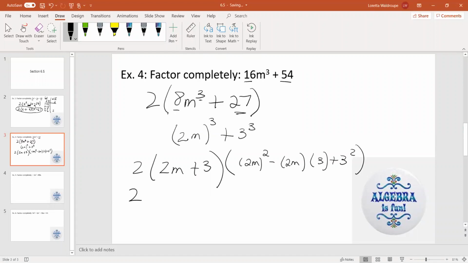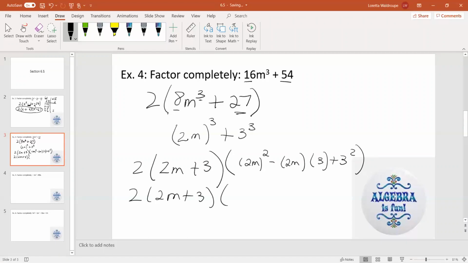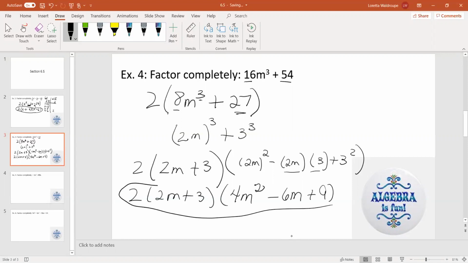And the last step, all you have to do is kind of simplify this second polynomial parentheses. So when I square 2m, that's 2m times 2m, which gives us 4m squared. -2m times 3 gives us a -6m, and 3 squared gives us a 9. Okay?